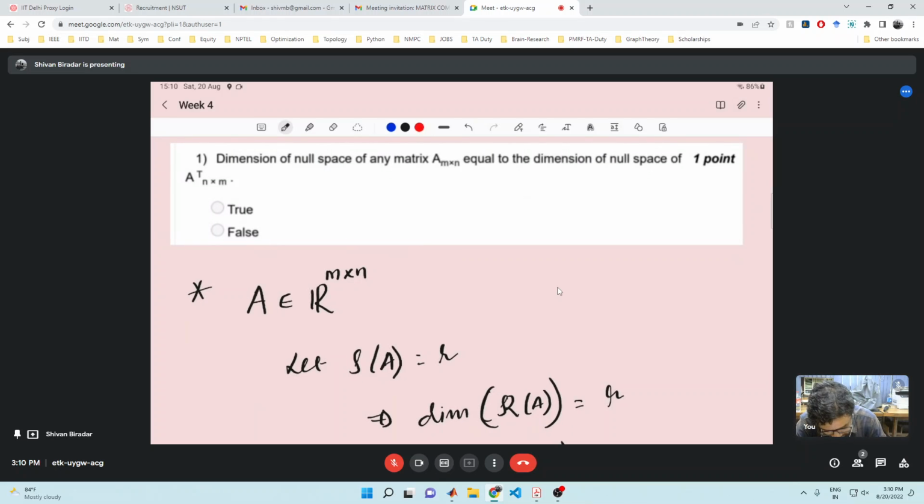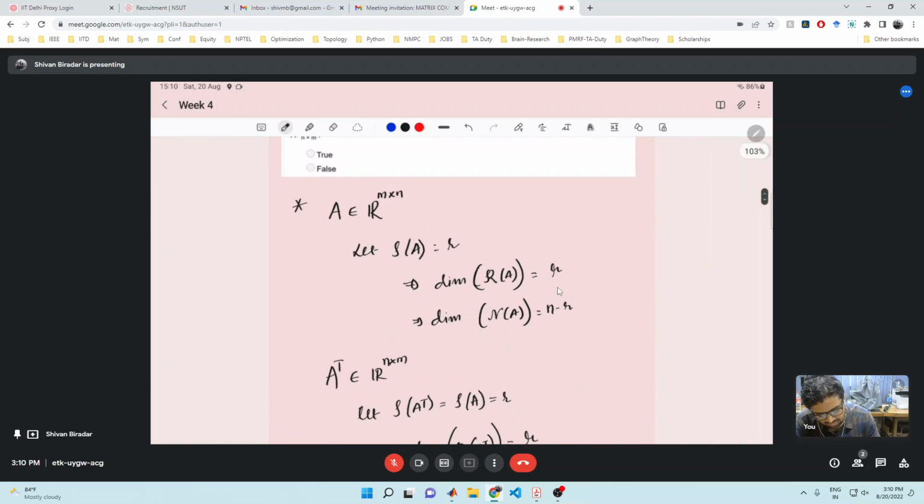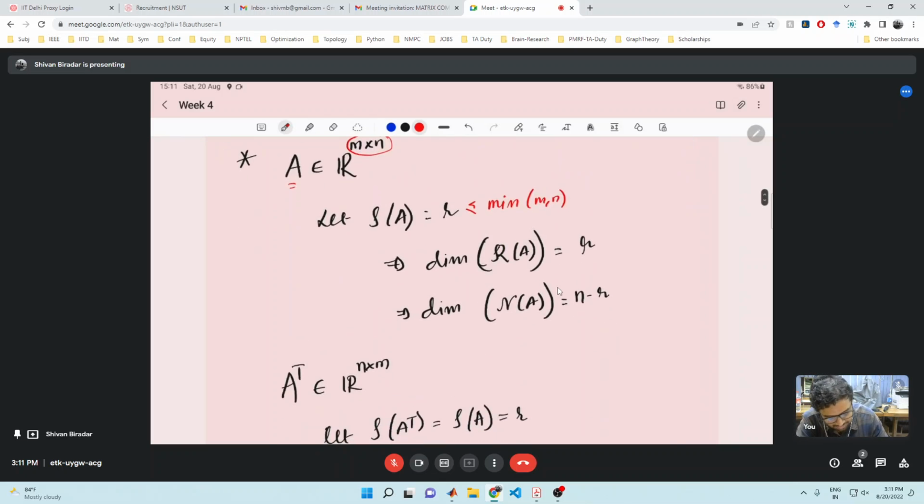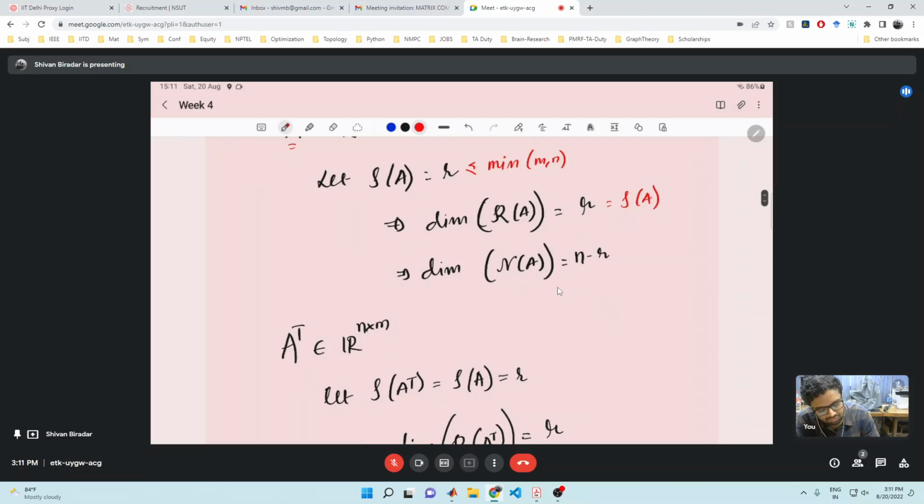So the question here is whether the dimension of null space of A, which is an M cross N matrix, is equal to the dimension of null space of A transpose. Let us say that matrix A is an M cross N matrix, and the rank of matrix A is equal to R, which is less than or equal to the minimum of M and N. So obviously the dimension of range space of A is equal to the rank of A, and the dimension of null space of A is equal to N minus R. This result comes from the rank nullity theorem.